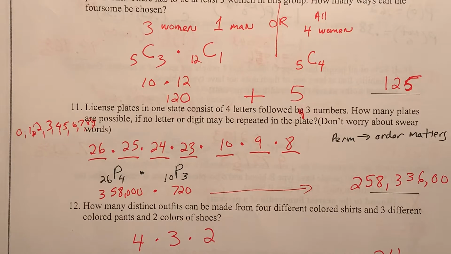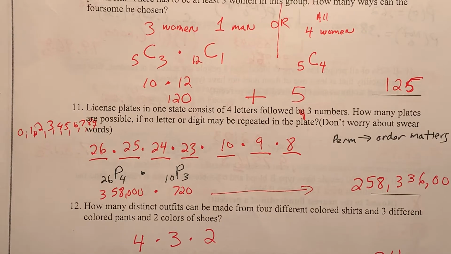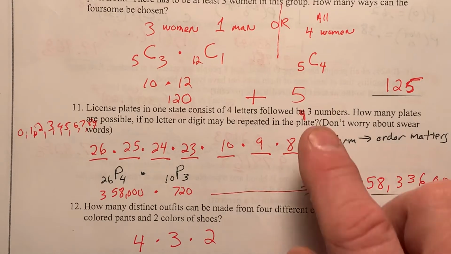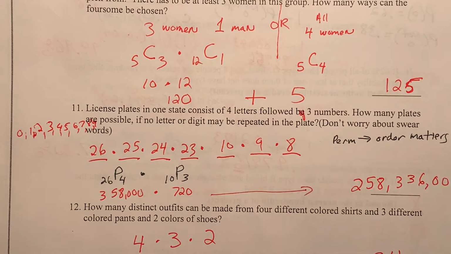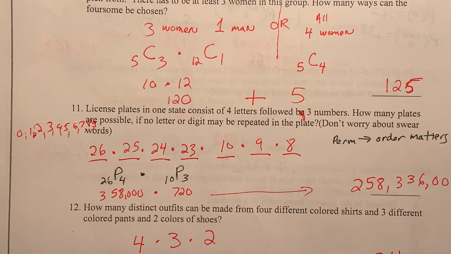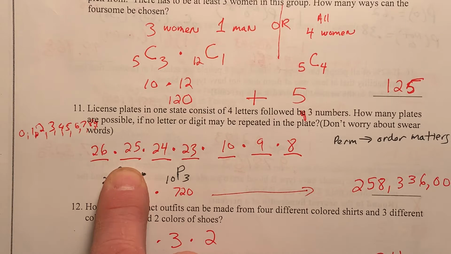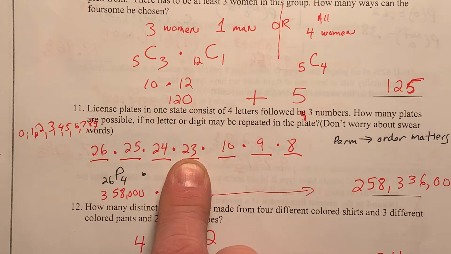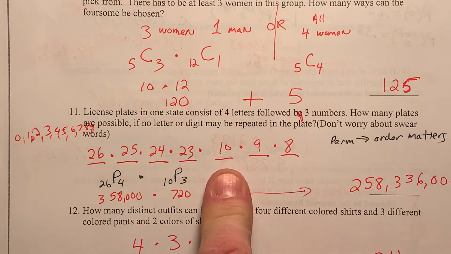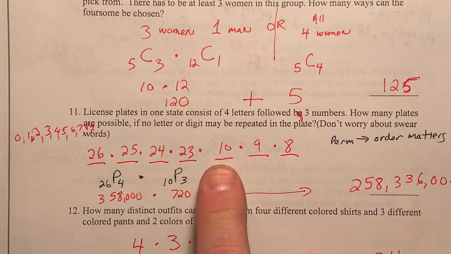License plates, 4 letters, 3 numbers. That's supposed to be by, not B. How many plates are possible if no letter or digit may be repeated? Okay, so no repeats. So 26 letters in the alphabet times 25, because we don't get to repeat, times 24, times 23. And then 10 times 9 times 8, because you don't get to repeat.